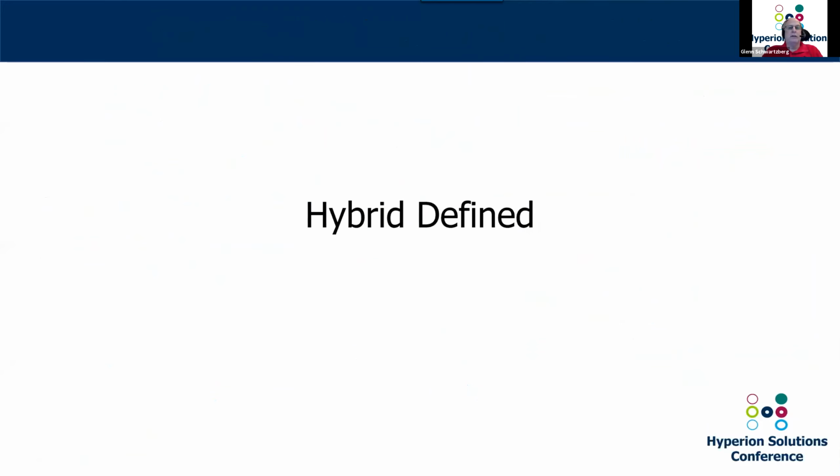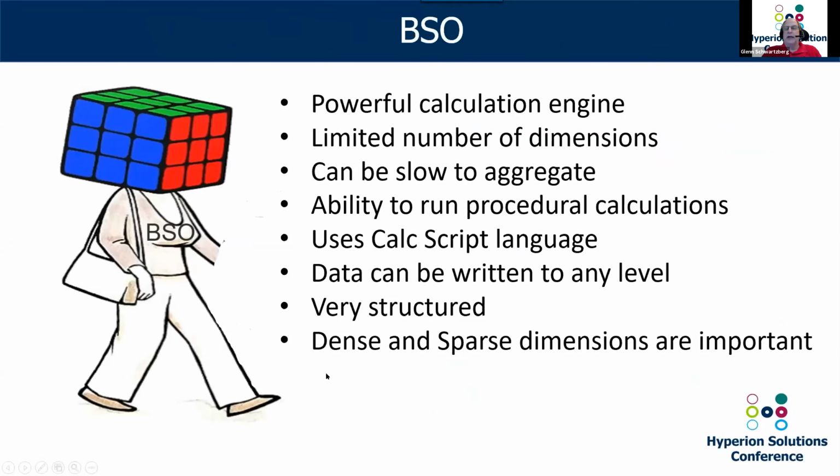So first of all, let's talk about what hybrid is. And I love the pictures that I had chosen for this. So the first thing we're going to talk about is block storage option, or BSO. Block storage option is the original Essbase type of database that I had when I started. And it's come a long way since the version 3.1.1 that I started on.